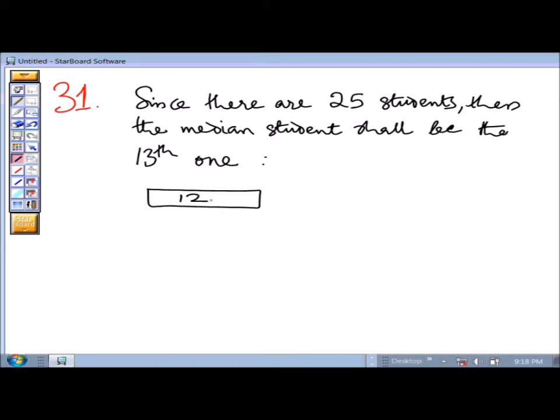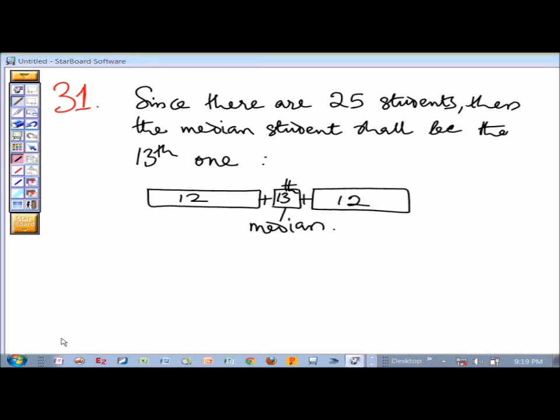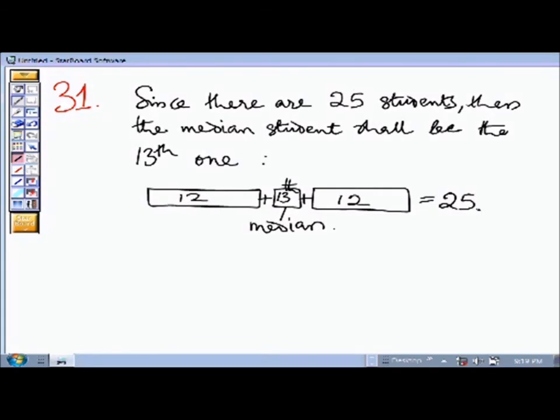Now if there are 25 people, then that is an odd number, and that means 12 on each side, and the middle one will be the 13th element, because when you have 25 people, the first 12 and the last 12, that makes 24 of them, and the remaining one shall be the mark that is in the middle, and that shall be the 13th person. So the 13th mark now therefore will be our median.